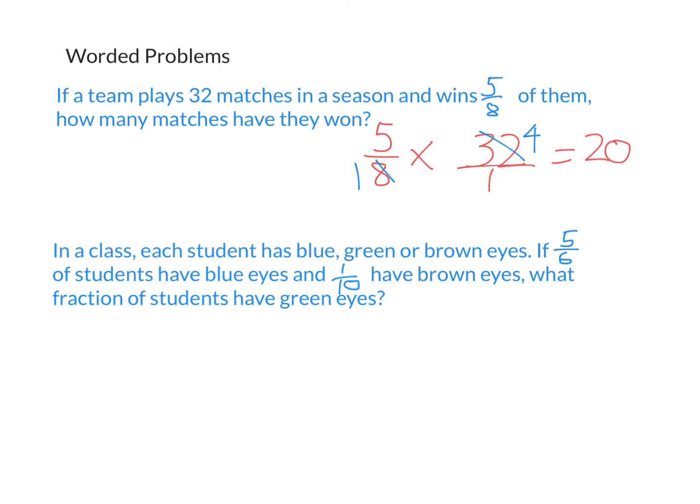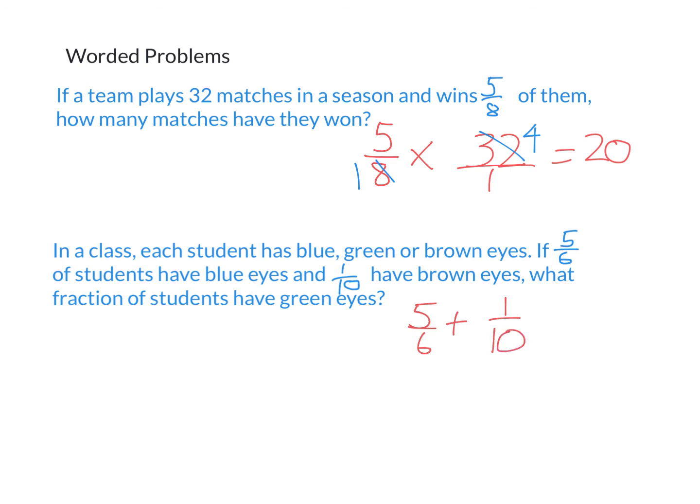So let's try this question down here. In a class, each student has blue, green, or brown eyes. 5/6 have blue eyes. 1/10 of students have brown eyes. What fraction have green eyes? Well, let's first figure out what fraction of students have blue or brown eyes, because a student can't have both. So the fraction that have blue eyes plus the fraction that have brown eyes.